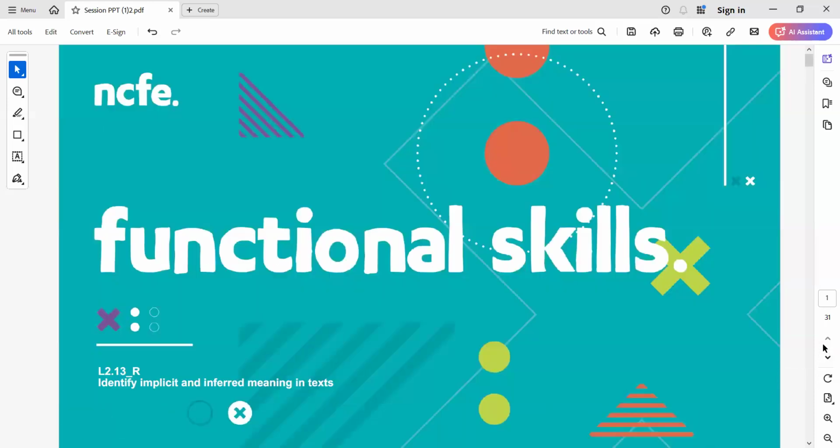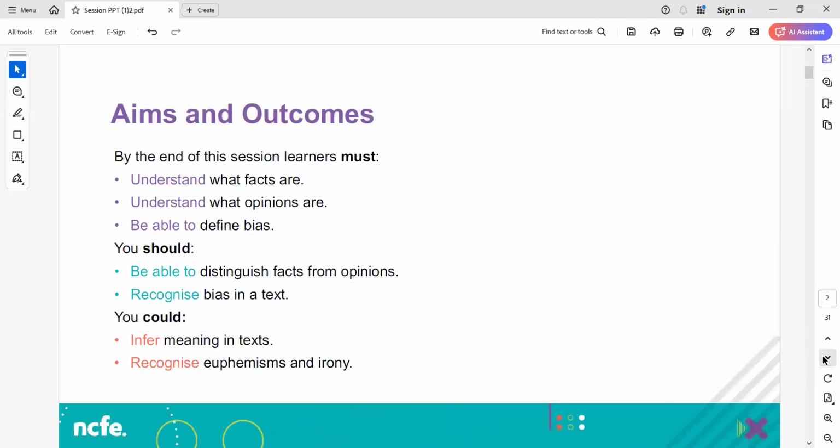So this morning we're looking at implicit and inferred meaning in text. And these are our aims and outcomes. By the end of this session, you must understand what facts are, understand what opinions are, and be able to define bias. You should be able to distinguish facts from opinions and recognise bias in a text. And you should be able to infer meaning in text and recognise euphemisms and irony.